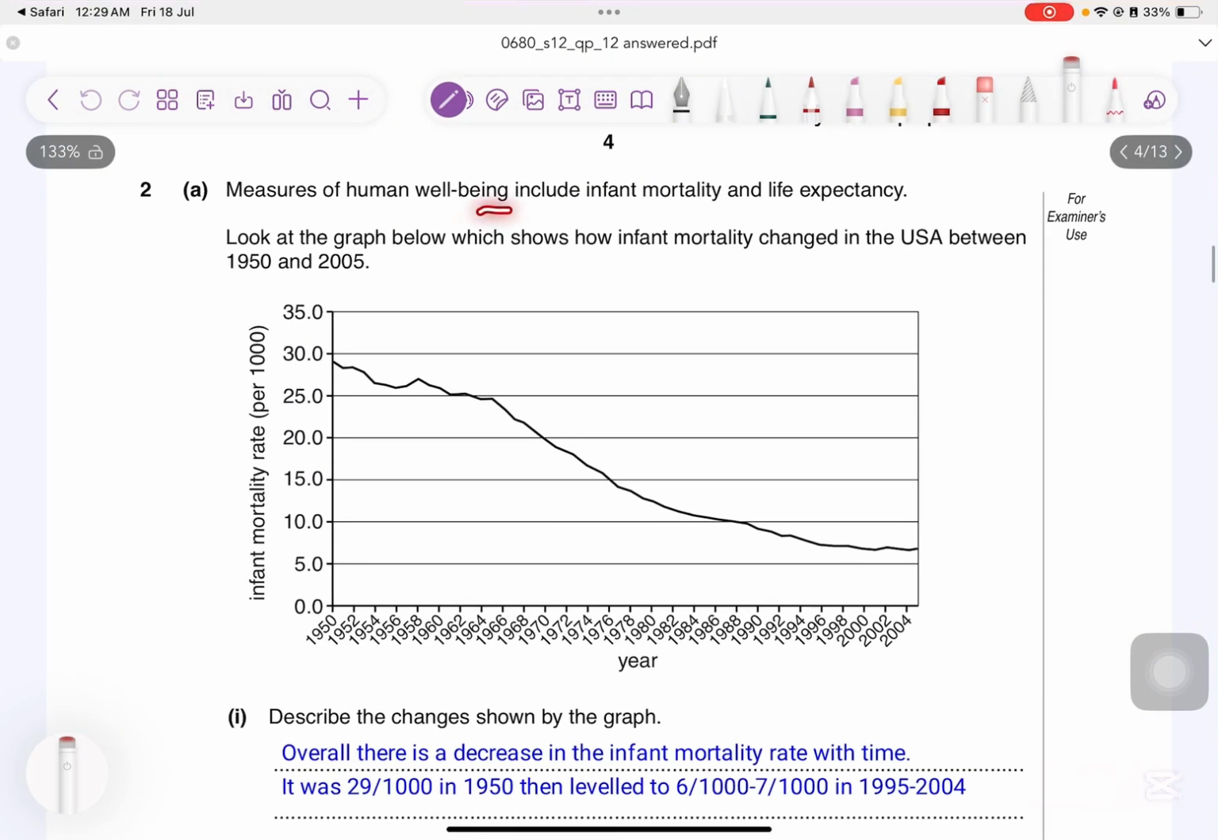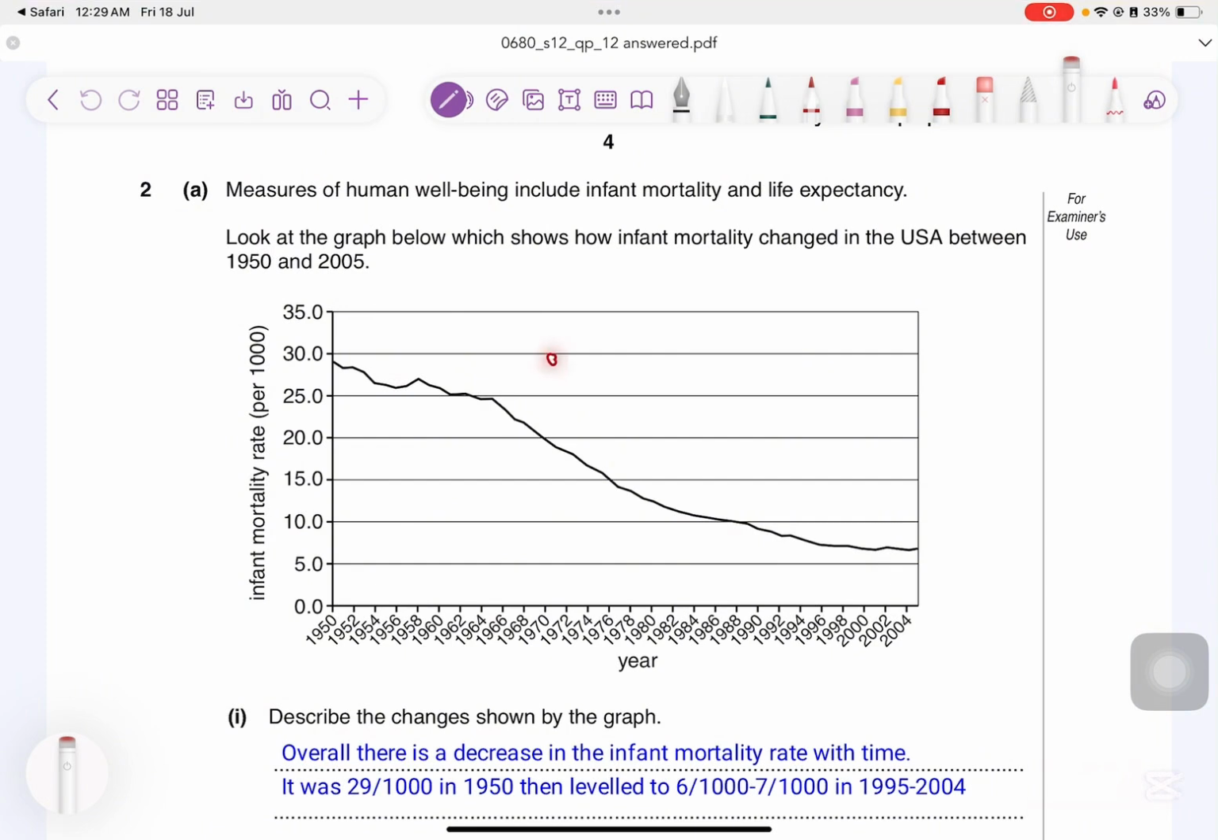Measures of human well-being include infant mortality and life expectancy. Infant mortality is the death rate of infants, and life expectancy is how long people are going to live. As you can see in the first trend, before reading the question that asks you to describe the changes shown by the graph, you should be able to understand what you're seeing. So describe it to yourself before writing your answer.